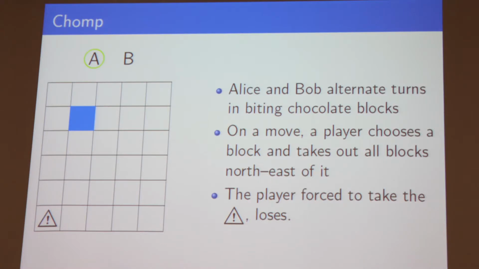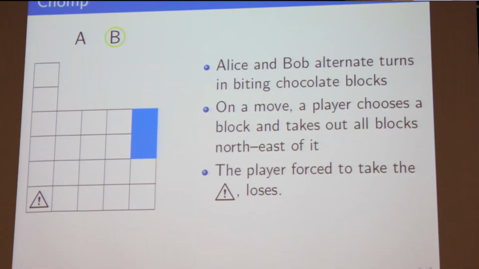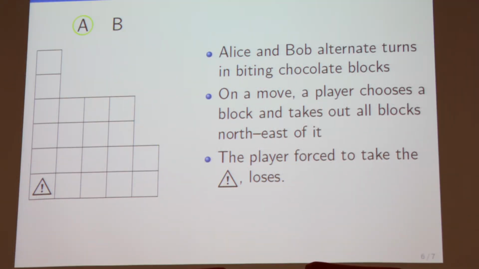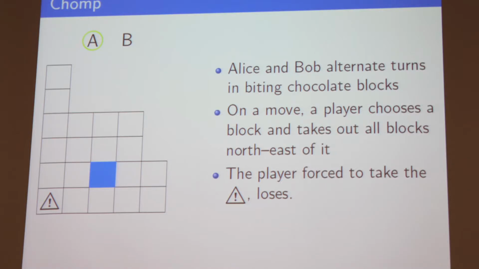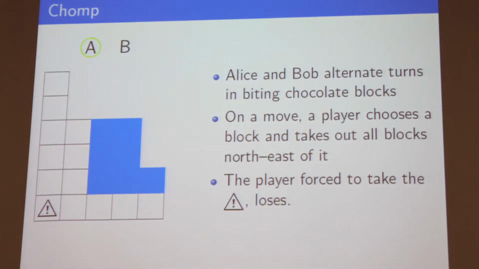Alice, on her first move, chooses that square. Along with that, she takes the whole block northeast of it and chomps it, bites it. Then Bob, maybe he wants this square. Together with it, he chomps everything above. Now it's Alice. The green circle indicates the active player. Alice takes this one. Together with it, she takes everything remaining to the northeast. It's not a rectangle remaining anymore. Whatever remains, she takes it out.